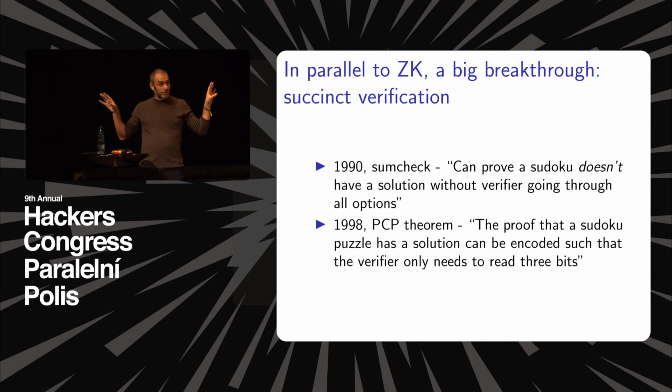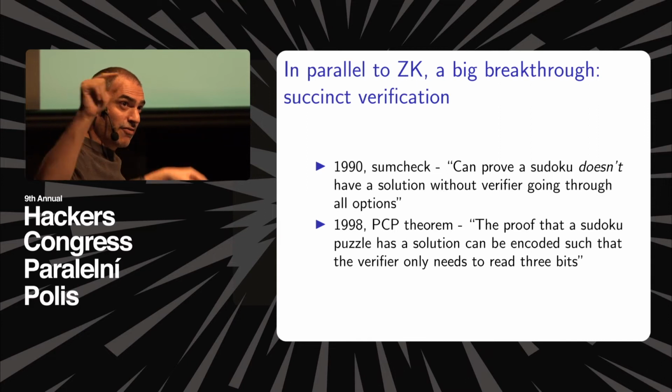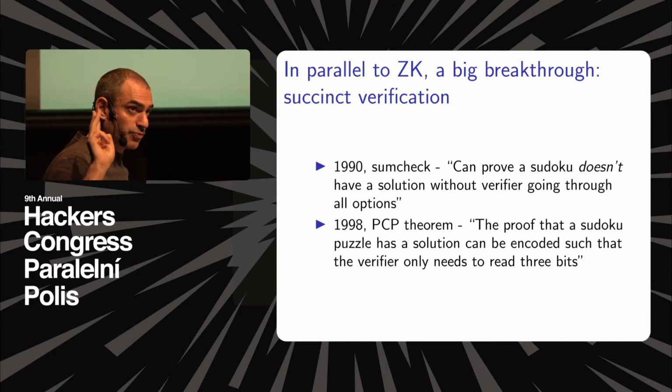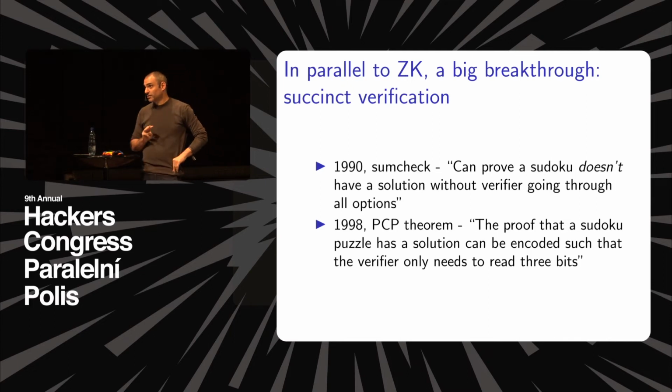So this is not about zero knowledge right now. The natural proof that a Sudoku puzzle has a solution is the solution itself, which in general is going to be at most 81 numbers, because it's a 9 by 9 matrix. What this PCP theorem said is that you can encode this proof in a way that, although the proof will get a little longer than 81 symbols, a verifier can read only 3 bits of this proof, and will be convinced with high probability that the proof is correct after reading just these 3 bits.